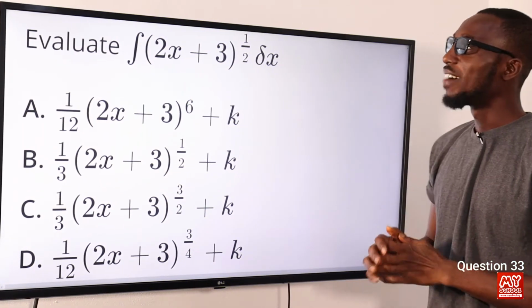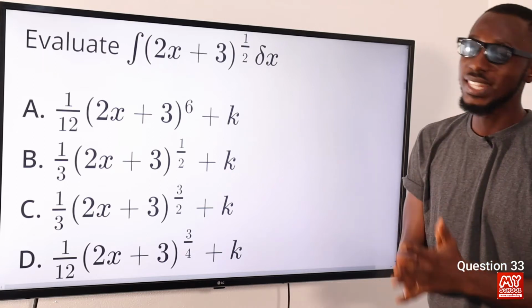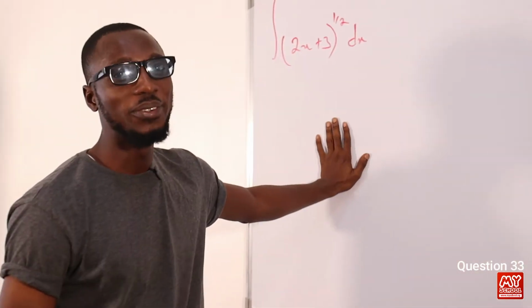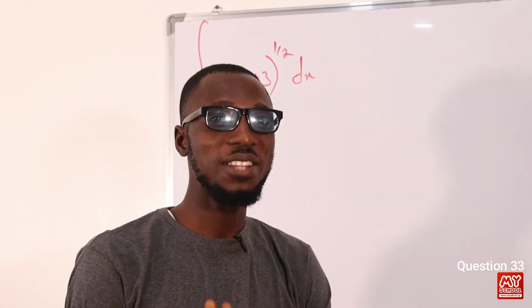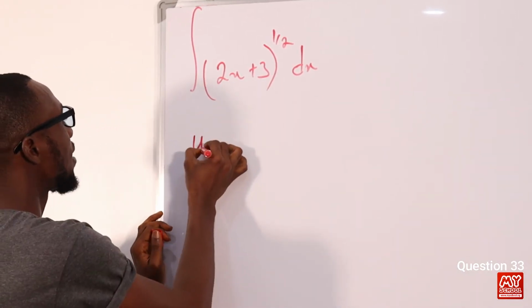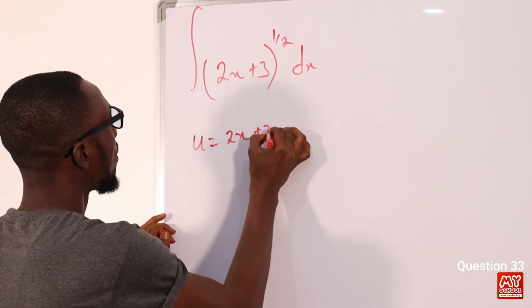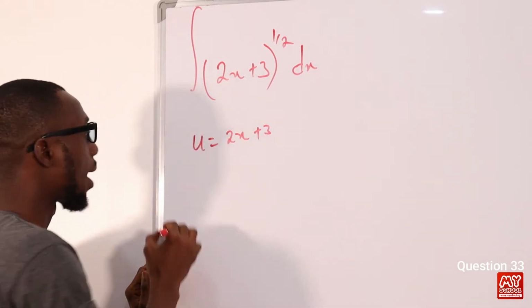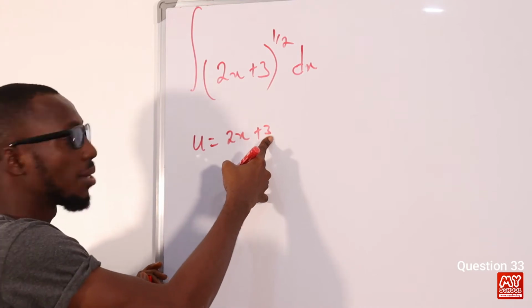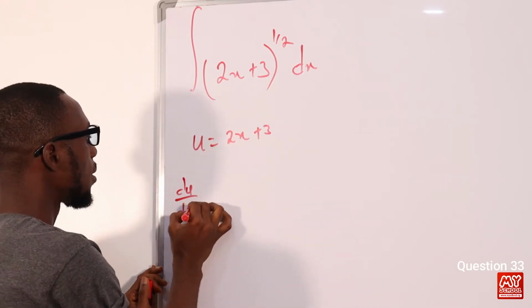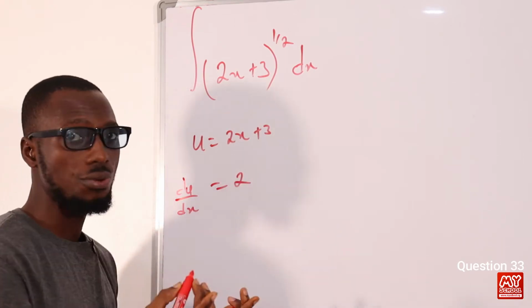33. Evaluate the integral of 2x plus 3 raised to power 1 over 2 dx. The first thing we did is to replicate this question on our whiteboard. This is our solution platform. So let's begin. Recall this is u, 2x plus 3. When I differentiate this, the 3 turns to 0 and the 2x turns to 2. So du dx equals 2.